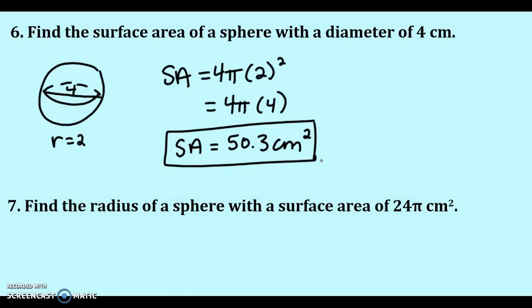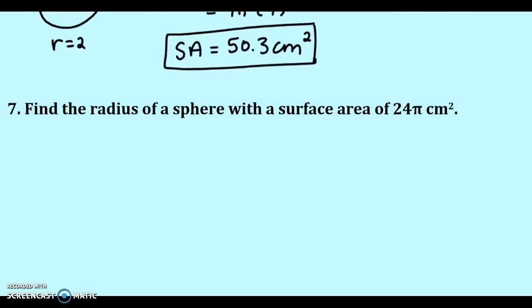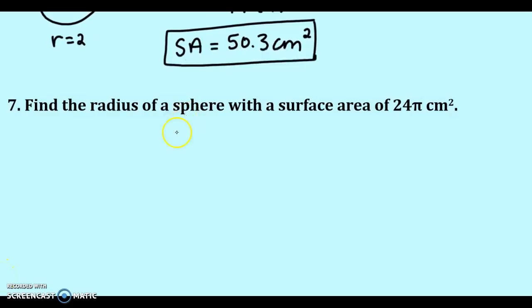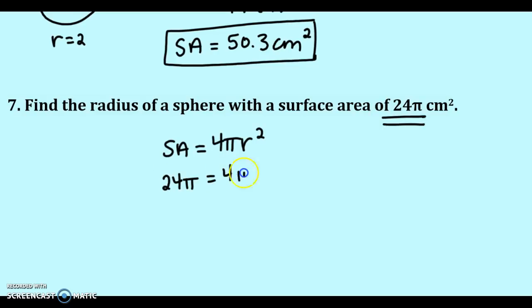For question 7, find the radius of a sphere with the surface area of 24 pi centimeters squared. So this is like what we did at the beginning with volume, but now I have a different formula. They give me a surface area of 24 pi, and they want me to find my radius. So first I'm going to do what I did with the volume example, and I'm going to divide both sides by pi so that it cancels on both sides. I'm left with 24 is equal to 4r squared.